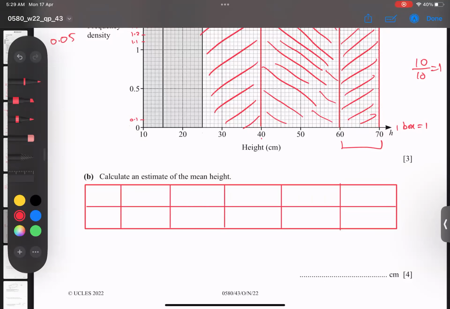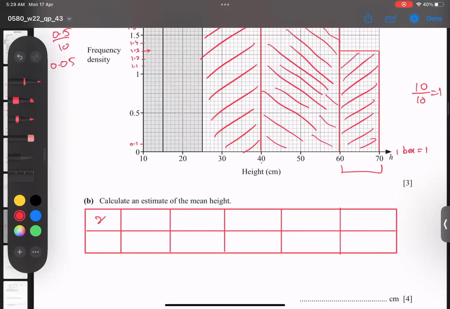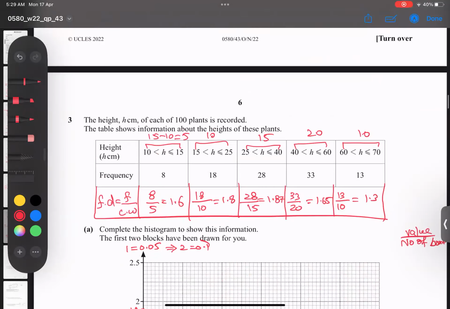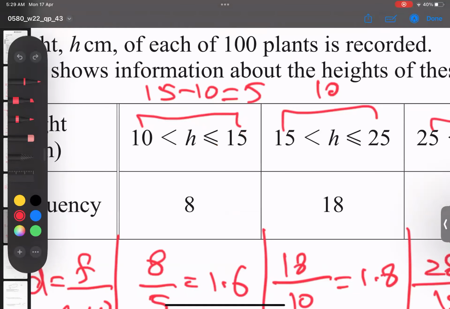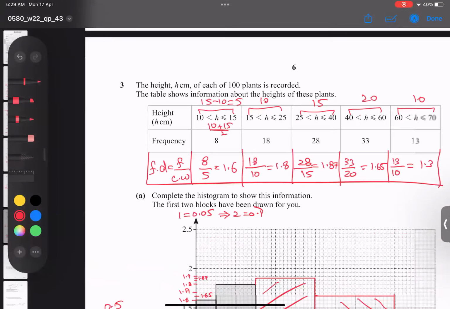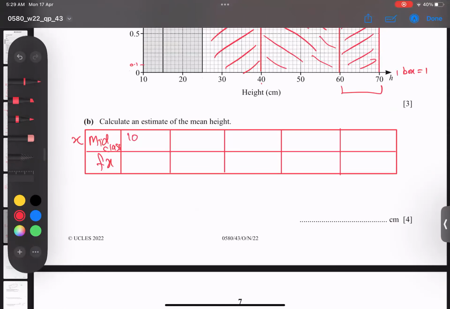Okay. All right. So first is called X. How to get X? This is called mid class, represented by X. Second is FX. How to get the mid class, students? So have a look here very carefully. Mid class is not like subtracting them. No. So 10 plus 15 divided by 2. If I type in the calculator 25 divided by 2, it gives 12.5. So this is a mid class. I have a space issue, so I'm writing directly 12.5.